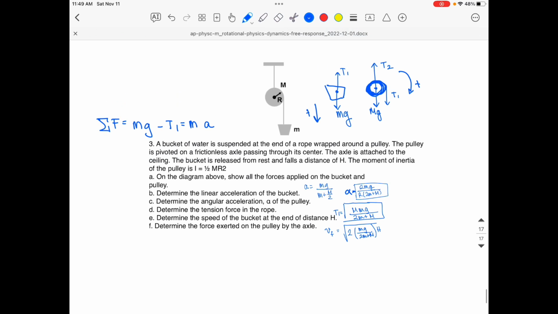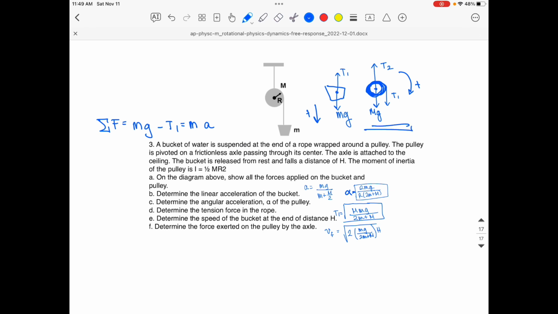All right, so for part F, we are trying to find tension 2, the force exerted on the pulley by the axle. And so I'm going to use the sum of the forces of this force body diagram. I've got Mg pulling downward, so I'm going to call that a negative, and tension 1 is also negative, plus T2, and since the pulley isn't moving up or down, that acceleration is 0.